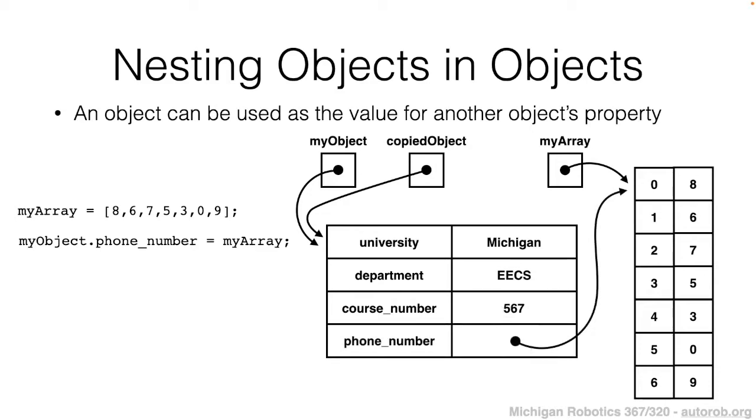So we create this phone number property for my object, right? So for this data structure that's in memory, which is pointed to or is referred to by my object and copied object, we've created a row for phone number, right? So we've created this key value pair, and within the phone number property is a reference to the underlying data structure, which is referenced by the myArray variable.